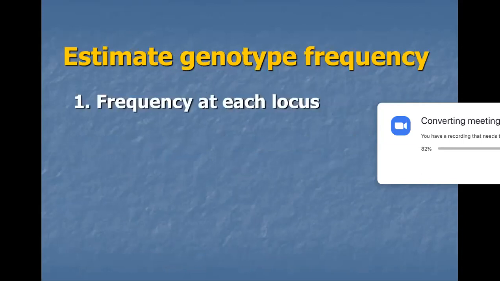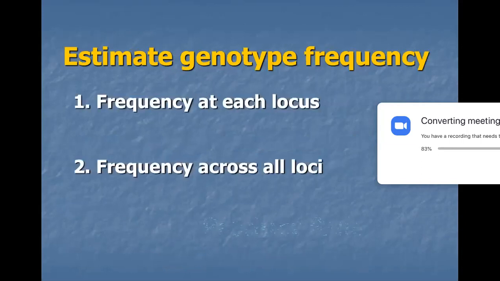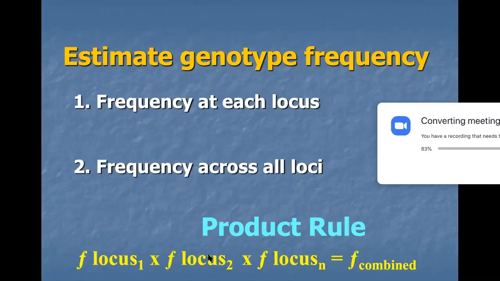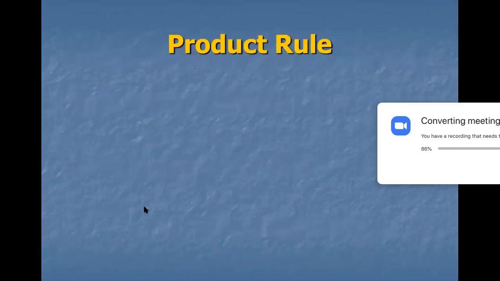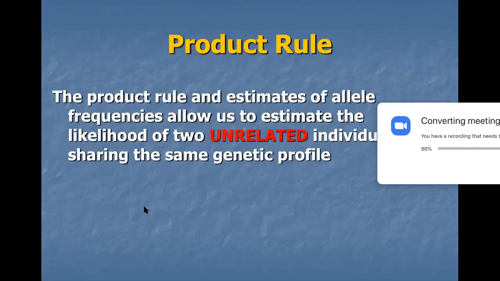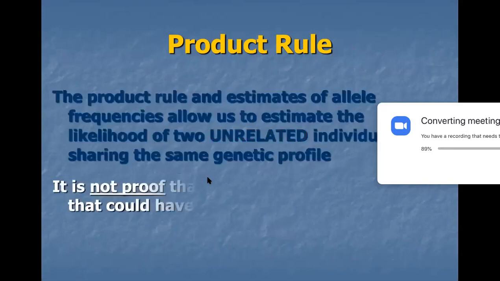Genotype frequency: frequency at each locus, frequency across all loci. I'm going to use the product rule. Here is the frequency at each locus, locus 1, 2, and so on. Multiply them together, and that's how you get those outrageous numbers. Product rule and estimates of allele frequency allow us to estimate the likelihood of two unrelated, and that's critical, unrelated individuals sharing the same genetic profile.